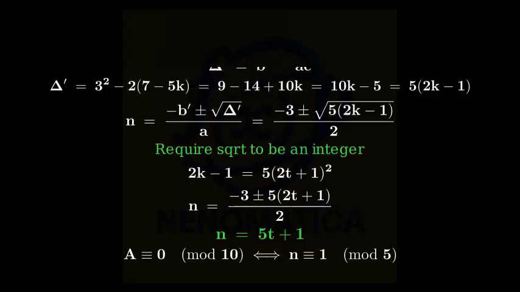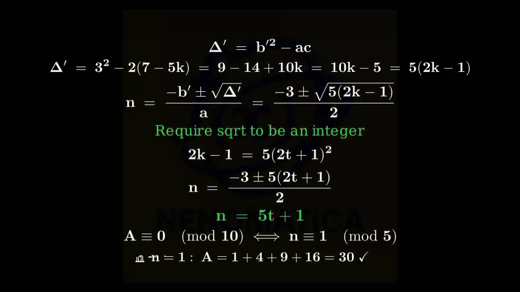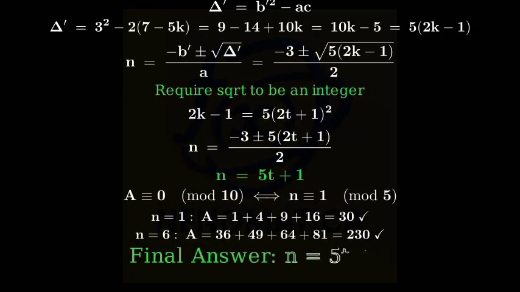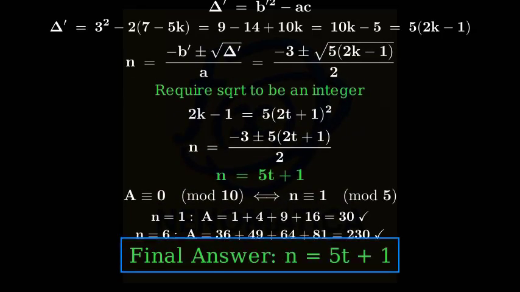Therefore, the original sum is divisible by 10 exactly when n leaves remainder 1 upon division by 5. Quick check. If n equals 1, A equals 1 + 4 + 9 + 16, which is 30, a multiple of 10. If n equals 6, the sum is 230, again a multiple of 10. Answer, all n of the form 5t + 1.